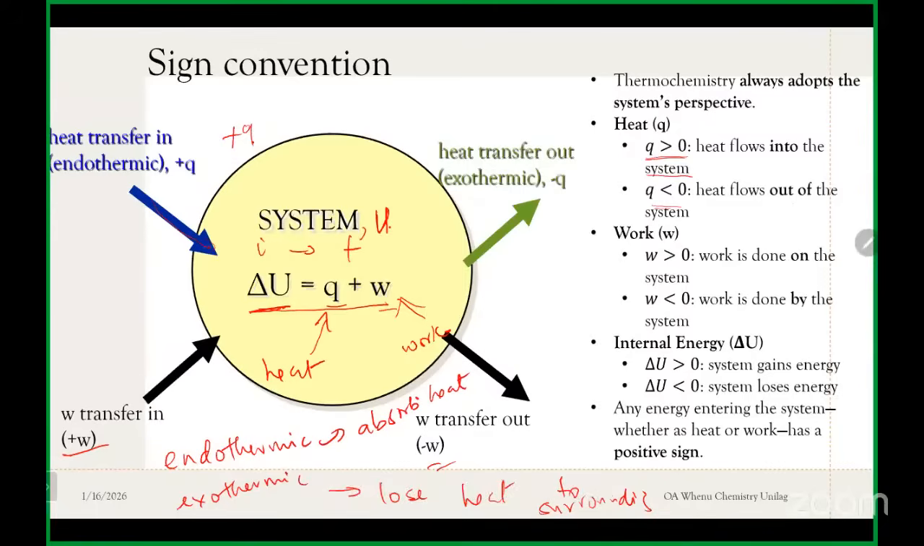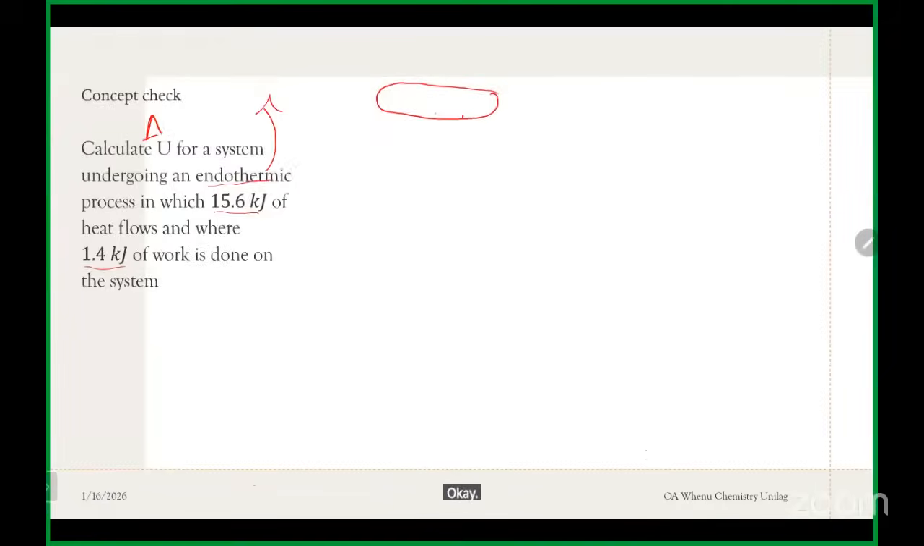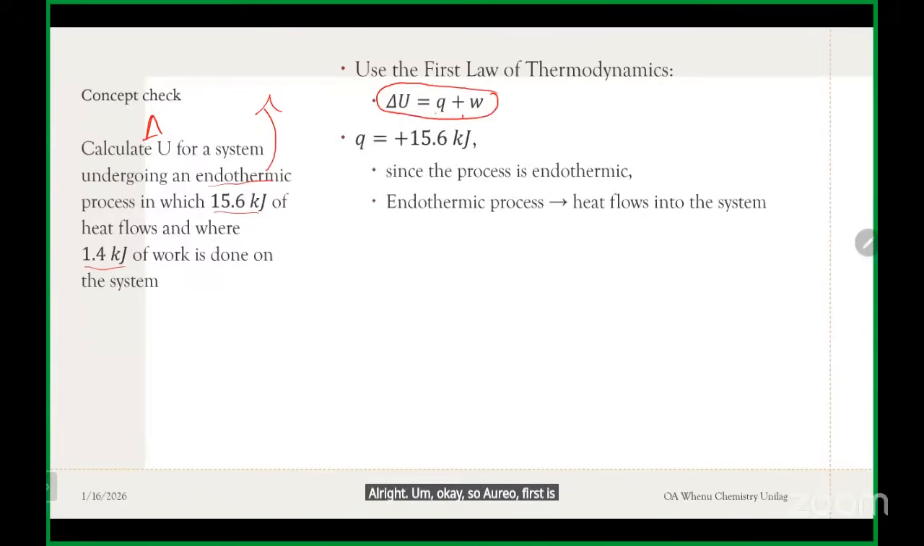Moshood, it's because of you that I'm going back. So let me move on. Okay. All right. Okay, so Oreo first is 17 kilojoules. Oh, okay, you have calculated it.